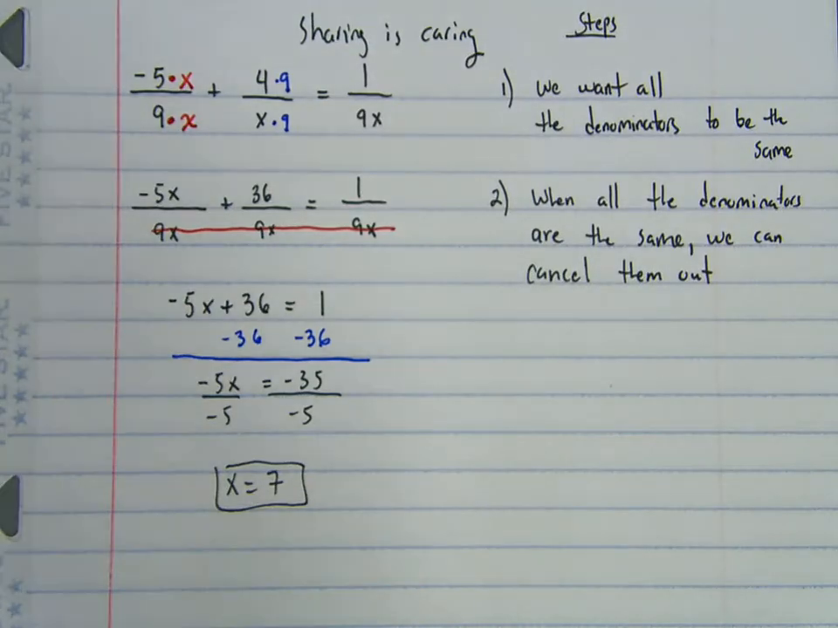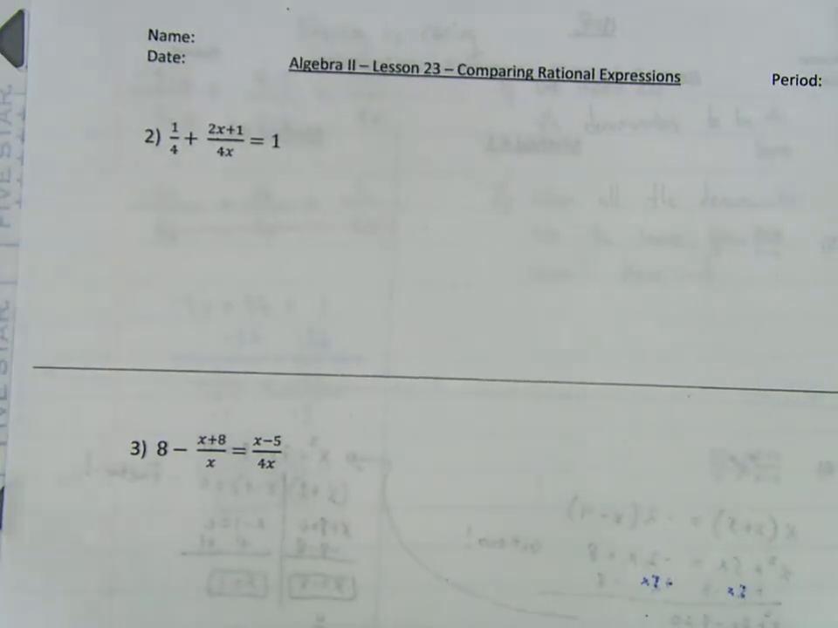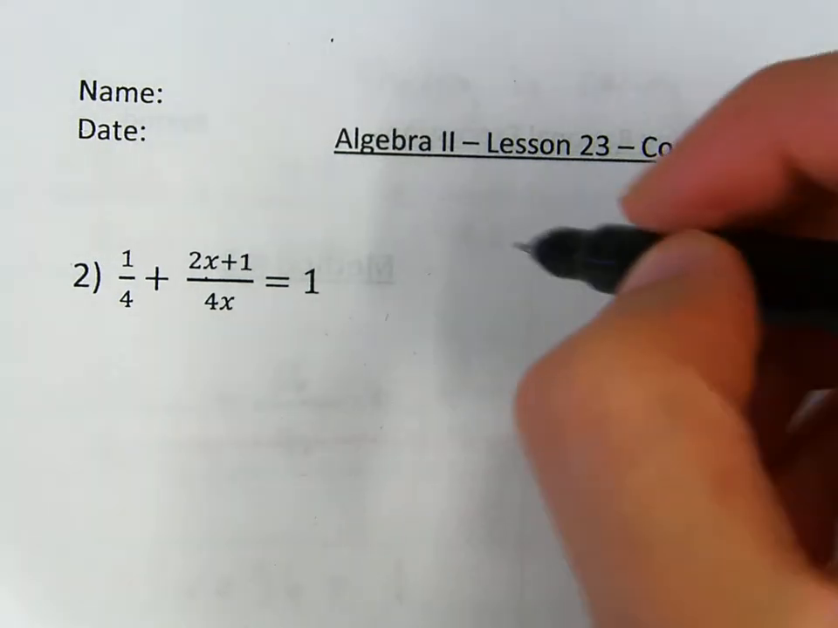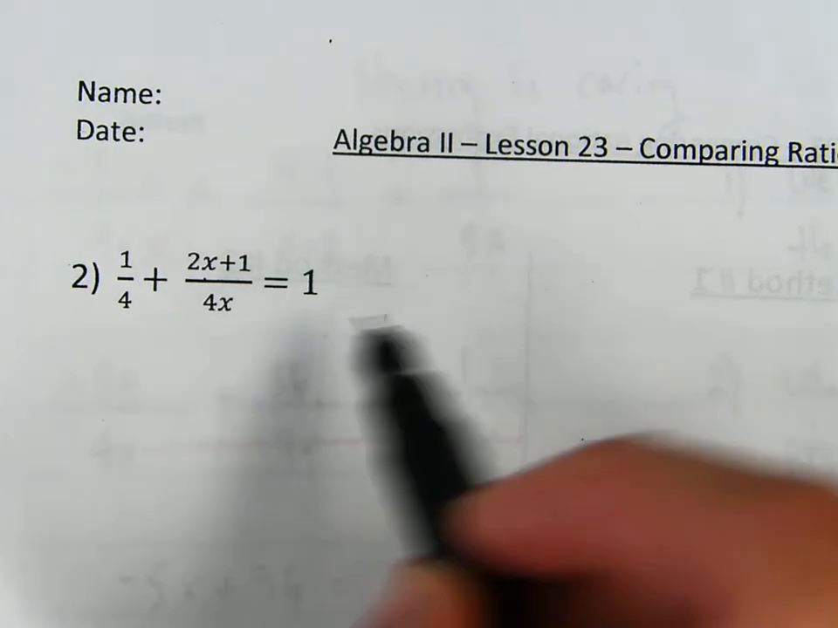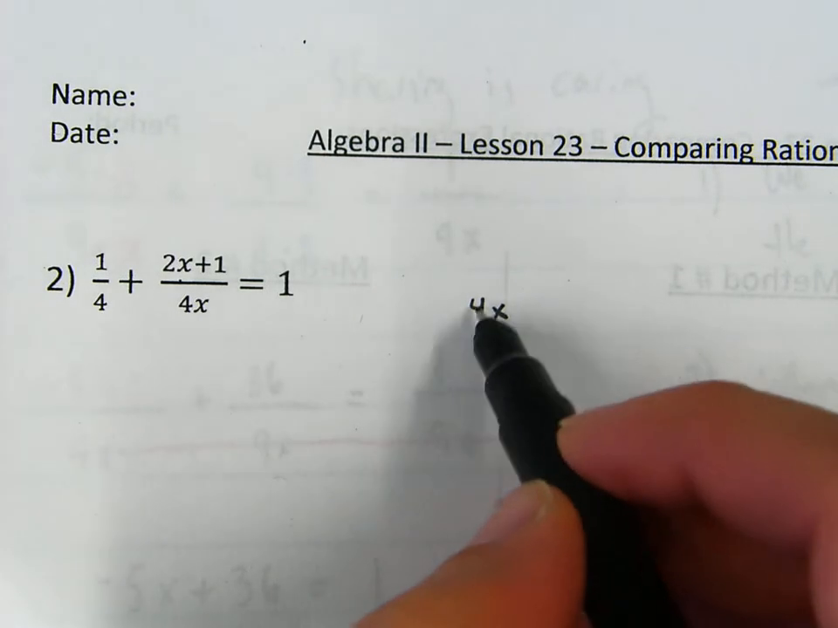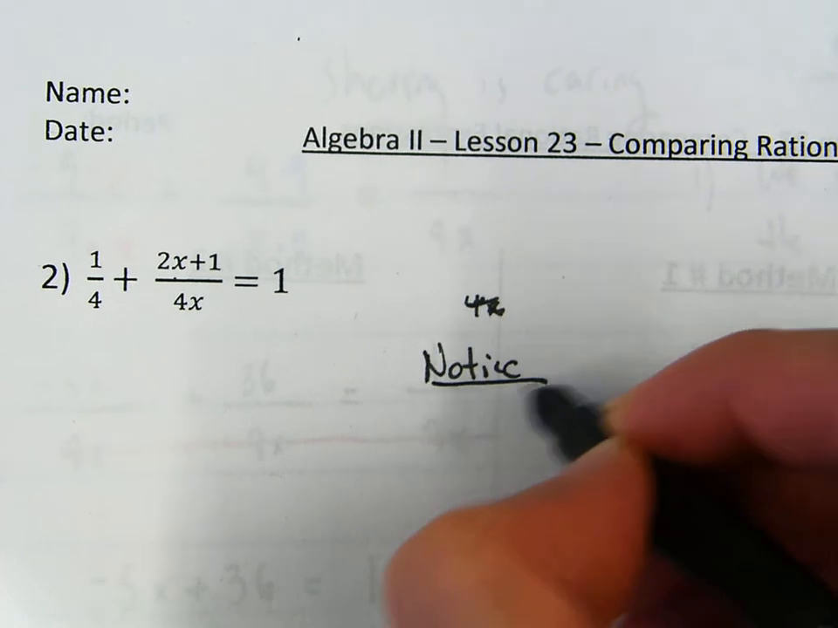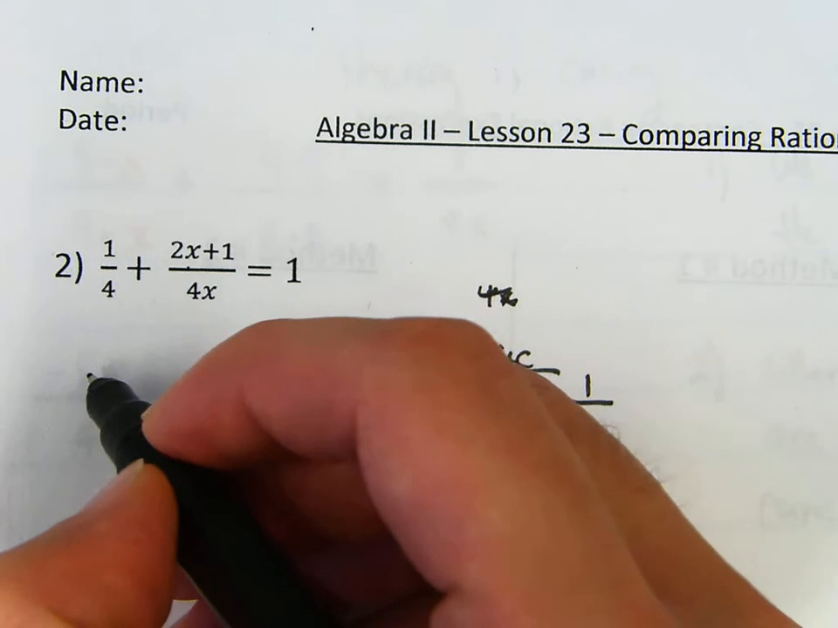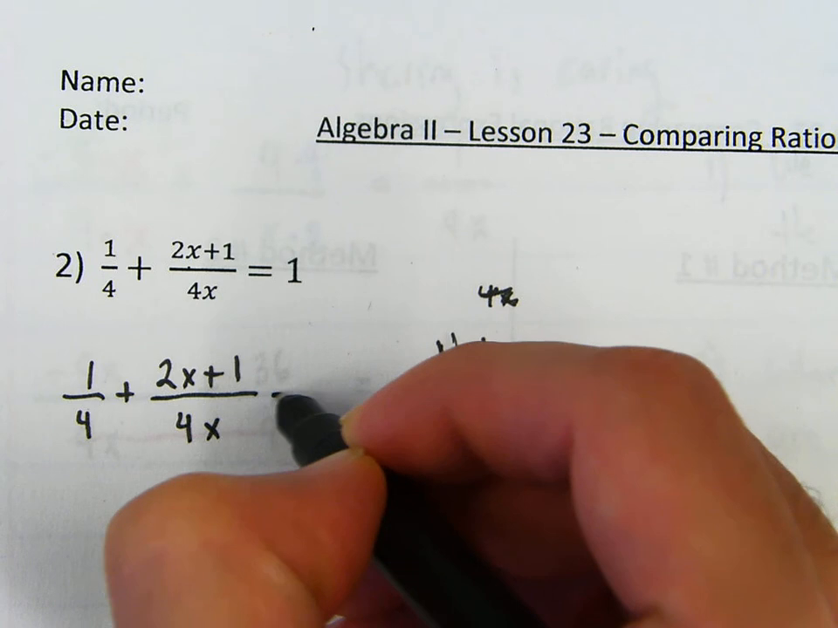Let's take a look at another one. Let me show you the idea of what you need to do. Here, you want the denominators to be the same, and notice that if this has 4, and this is 4x, it looks like you want all the denominators to be 4x. One thing you can notice is that 1 is equal to 1 over 1. So when you see this problem, I have 1 over 4 plus 2x plus 1 over 4x equals 1 over 1.